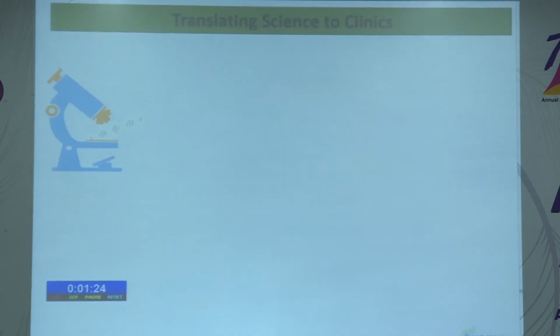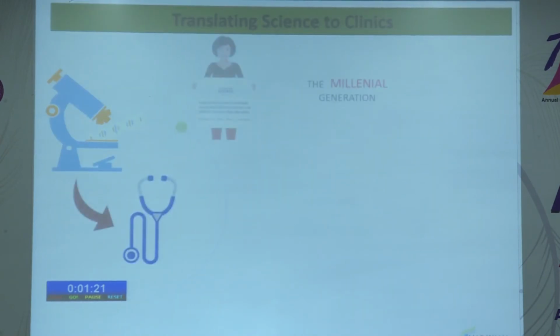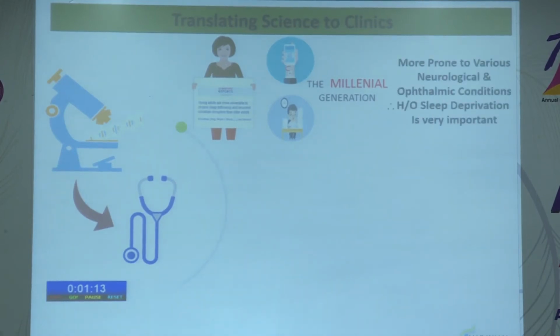So how do we translate our study to the clinics? We all know that the millennial generation right now, addicted to their phones, and with long working hours, have very few hours of sleep. These are more prone to all the neurological and ophthalmic conditions. Therefore, a history of sleep deprivation is very important in them.